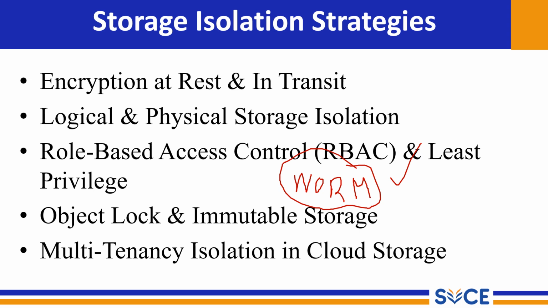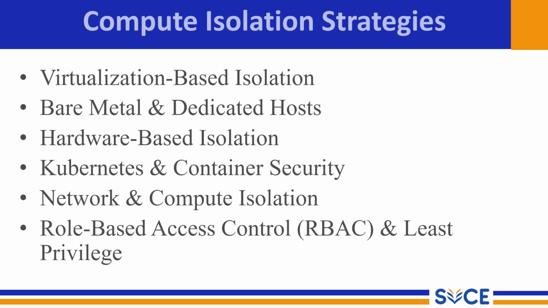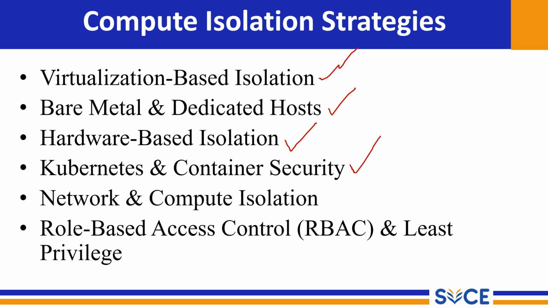The next and last one we are going to see is compute isolation strategies. Under compute isolation strategies, there are around six strategies. The first one, virtualization-based isolation. Second one, bare metal and dedicated host. Third one, hardware-based isolation. Fourth one, Kubernetes and container security. Fifth one, network and compute isolation. And last one, role-based access control and least privilege.